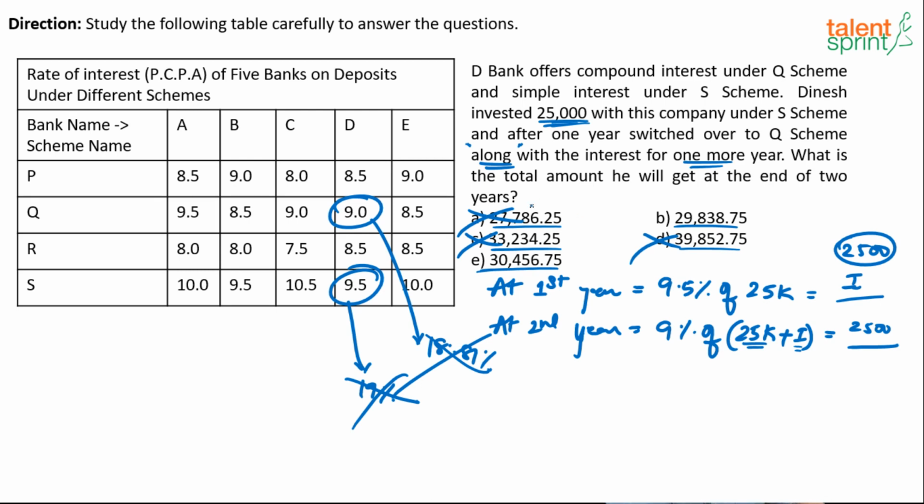27,000 is not the value at all. 33,000 is too much. 39,000 is anyway out of scope. It should either be 30,456 or 29,838. But then again, 30,456 and 29,838 are close enough, not too easy to distinguish between these two. So we may have to do a little precise calculation, but you know what needs to be done, right? 9.5% of 25,000 is the interest I that you get here. That I you add here, and on that you get 9%. Then whatever value you get here, sum that up with the principal amount to get the required answer.